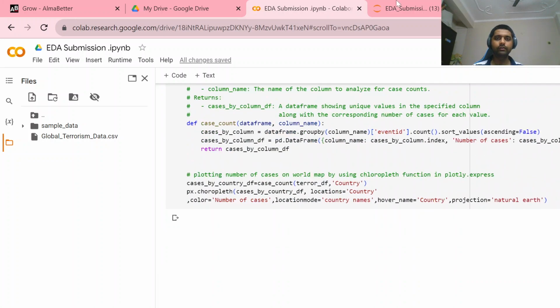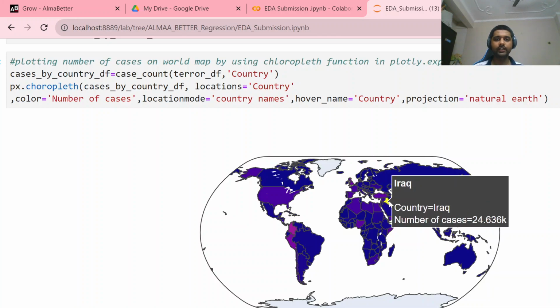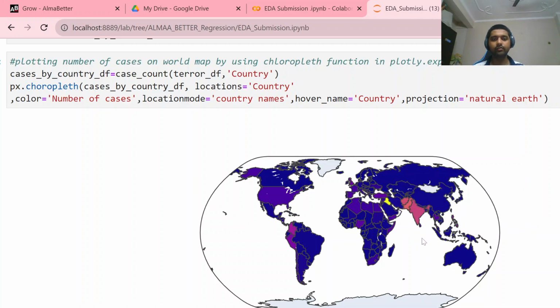Here we see the plotting on the map using px.plotly. We can see the highest number of attacks occurred in this country, Iraq, and Afghanistan, Pakistan, and India followed it. So this gives us a clear visualization of the number of attacks in the countries.